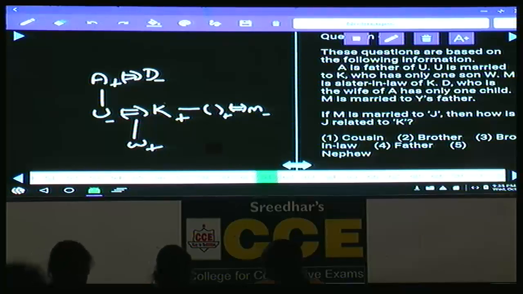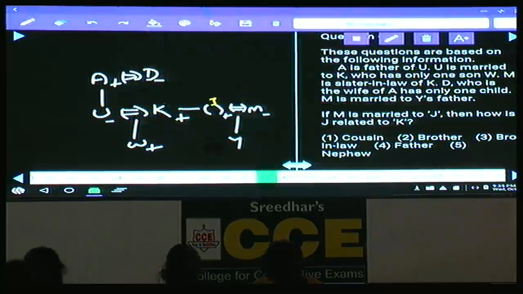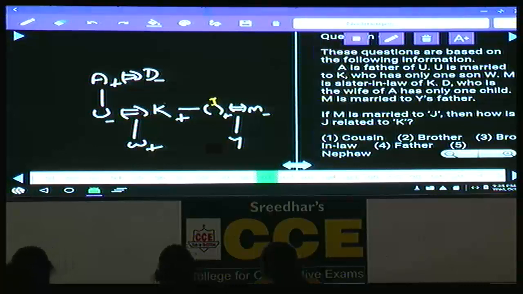M is married to whom? M is married to Y's father. That means Y is the child of this M. M is married to whom? Y's father. Then if M is married to J, hence J is the husband of M. How is J related to K? J is the brother of K. Brother, that is given in choice 2.